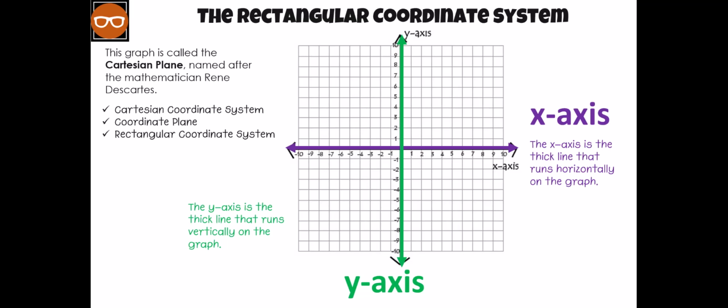Now notice how they're labeled. The very center is 0. And as we go up, we go 1, 2, 3, we go in a positive direction. As we go down, we go in a negative direction. Now let's look at the x-axis. As we go to the right, we go in a positive direction. And as we go to the left, we go into a negative direction.